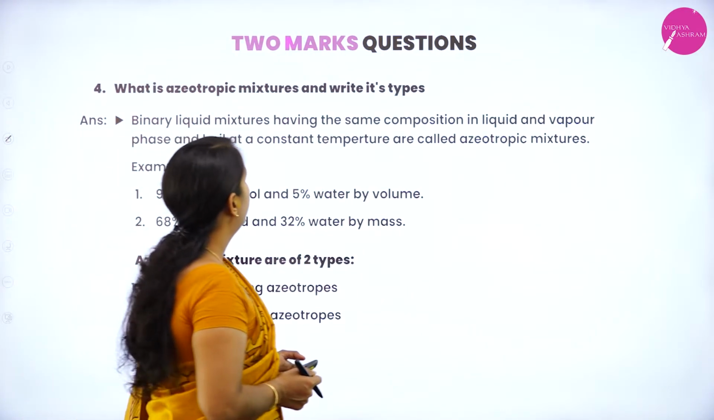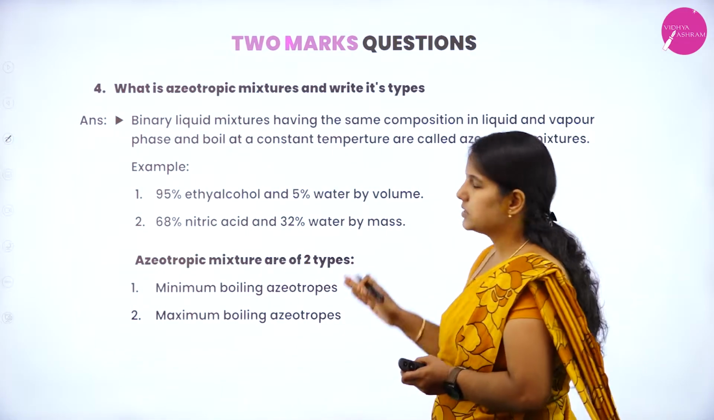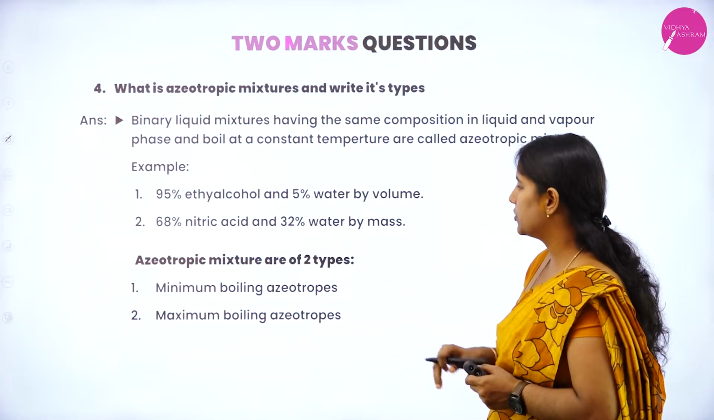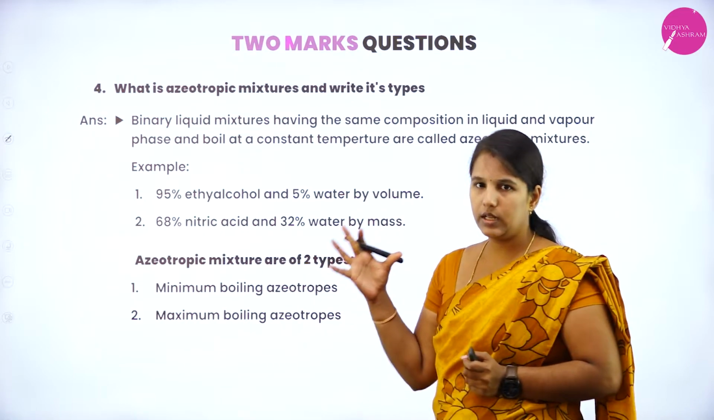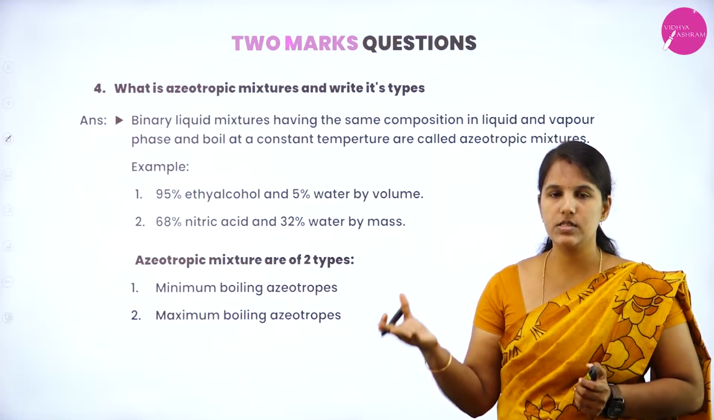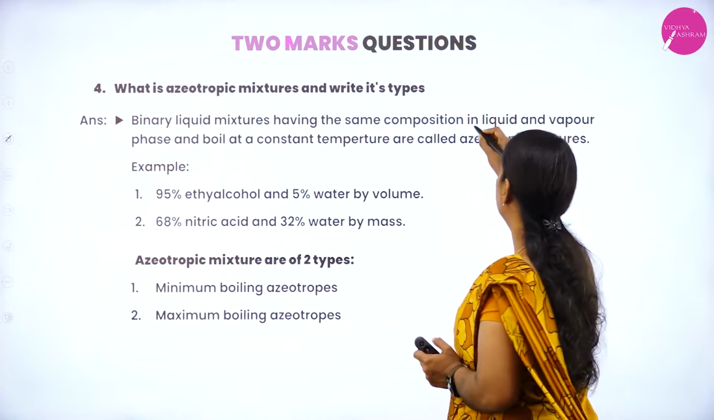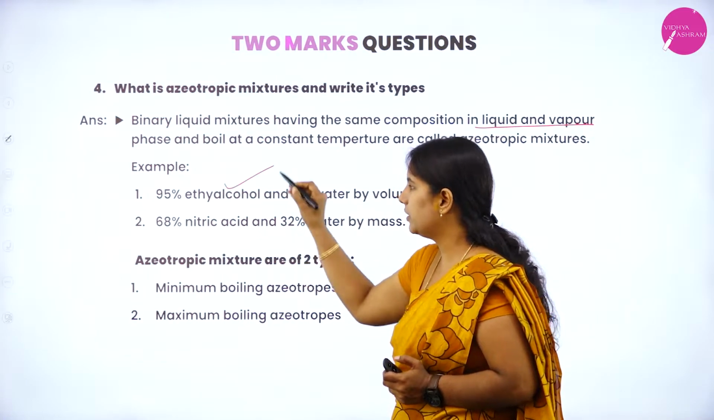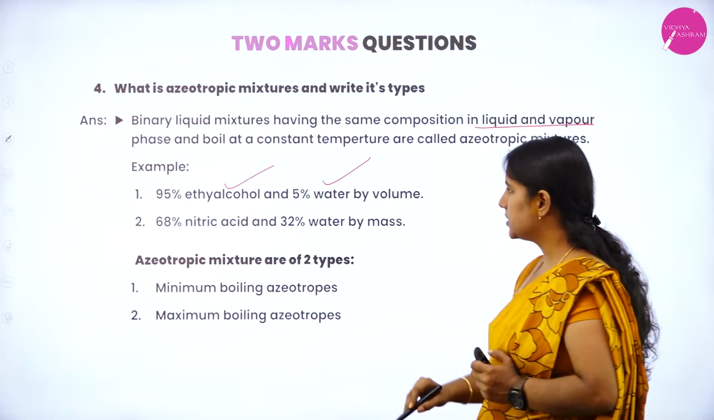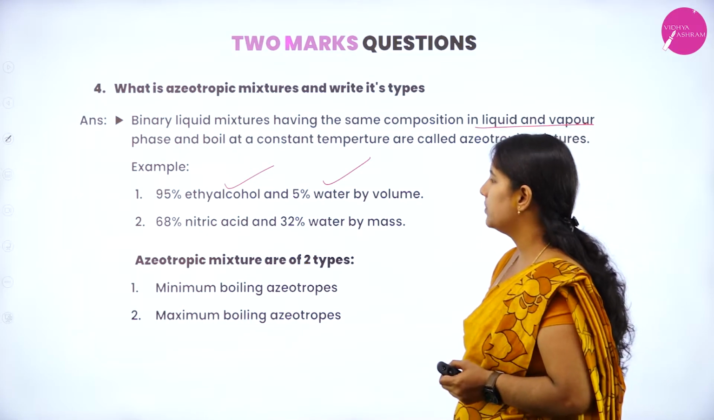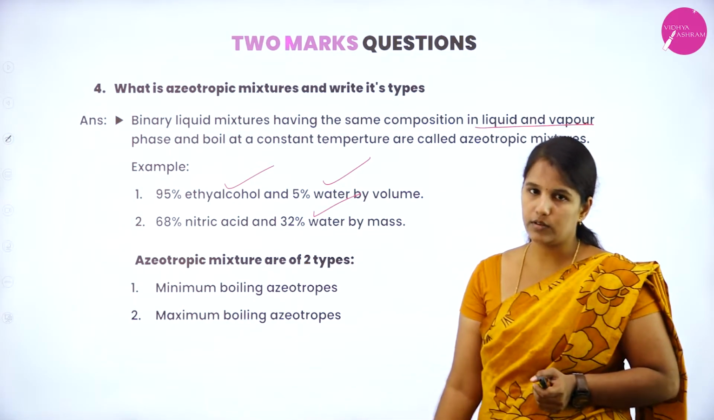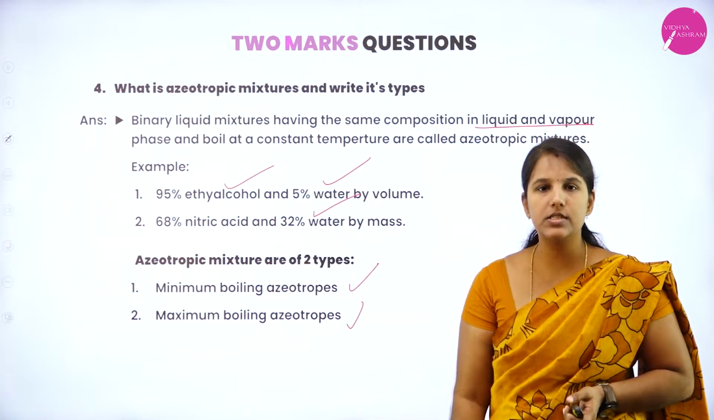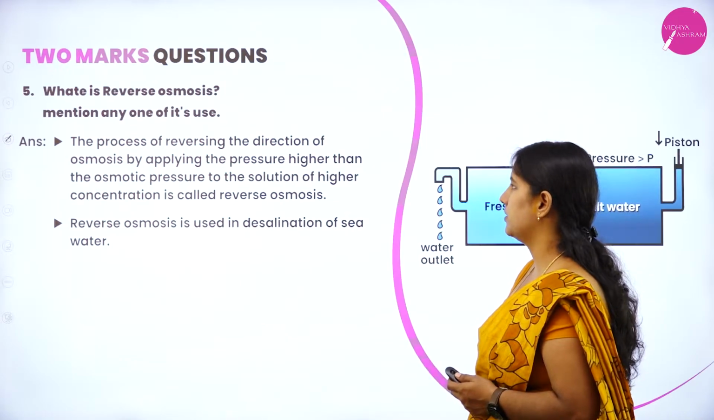Okay. Next, we'll go with the azeotropic mixture once again. We'll see the types of azeotropic mixture and how the question can be asked. Azeotropic mixtures are nothing but binary mixtures which have the same composition in the liquid and vapor state and boil at constant temperature. An example is 95% ethanol or ethyl alcohol with 5% water, and 68% nitric acid with 32% water. The types are minimum boiling azeotropic mixtures and maximum boiling azeotropic mixtures.